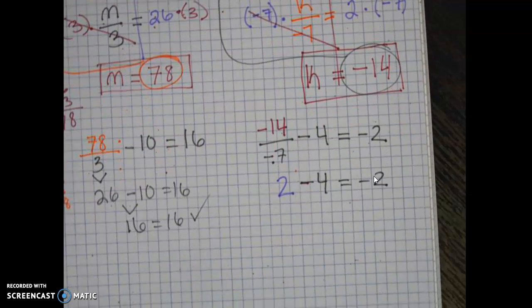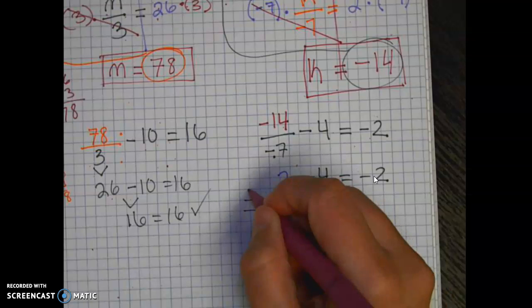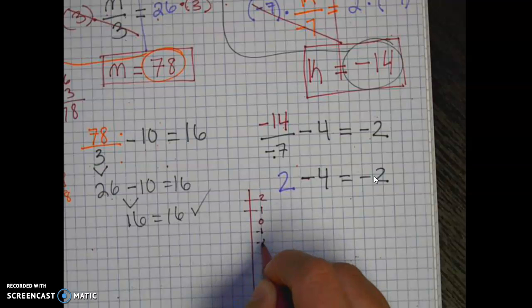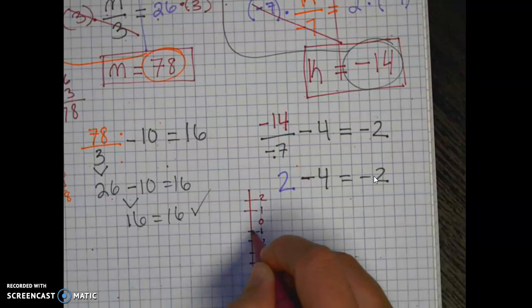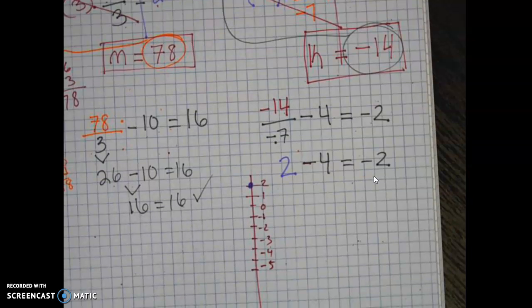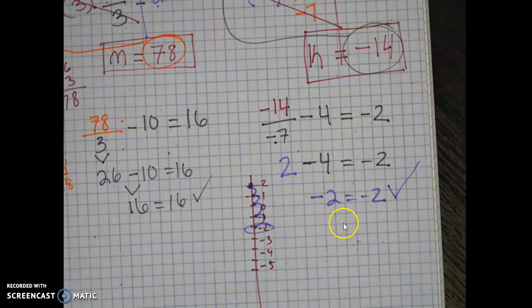Okay, 2 minus 4. So if I'm starting at 2, here's my number line. I'm starting at a positive 2. And I'm going down 4. 1, 2, 3, 4. I should have negative 2. Does negative 2 equal negative 2? Yeah, it does.